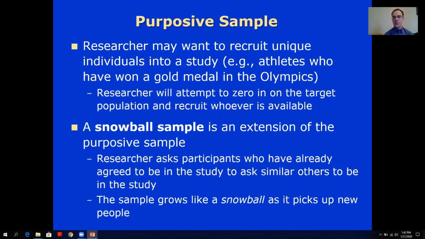One way to help with this recruitment process is to use a snowball sample, which is an extension of the purposive sample. For example, researchers will ask a participant who's already in the study to ask similar others to be in the study. An example might be bodybuilders. You're recruiting bodybuilders who have won particular awards. Those bodybuilders then will go out and recruit other bodybuilders. So the idea is that the sample will grow like a snowball as it picks up new people.